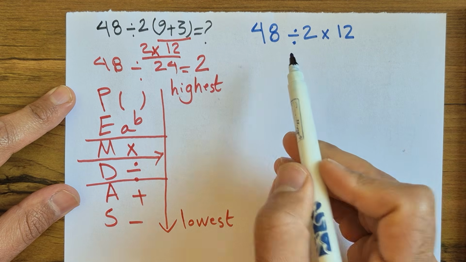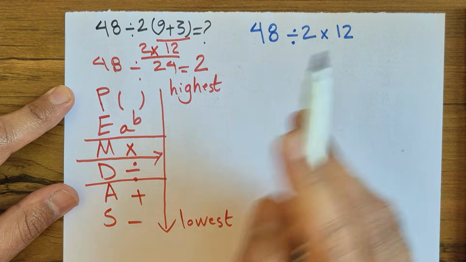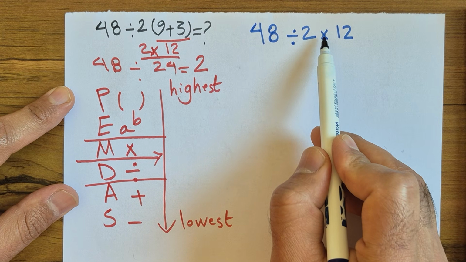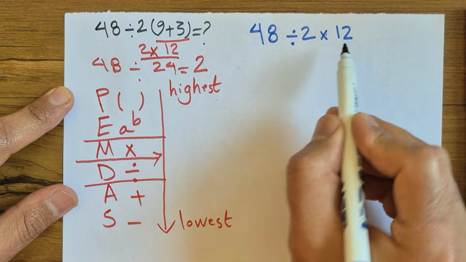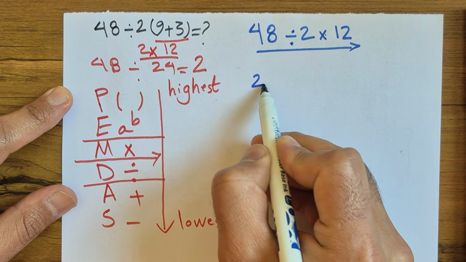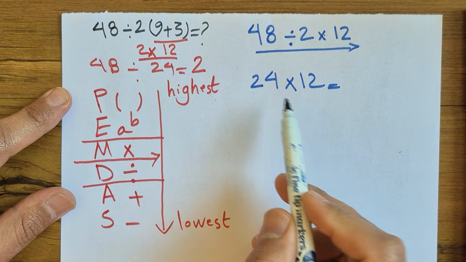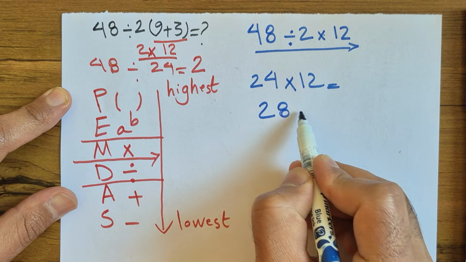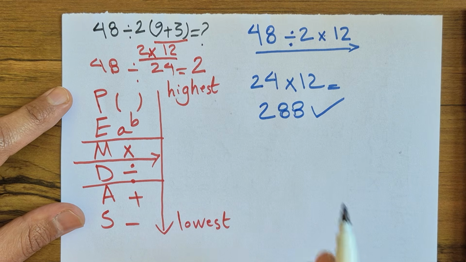Now we have this classic multiplication and division, but some students again fall for this trap, hook, line, and sinker, and they say, okay, maybe 2 times 12 is 24, and then do this at first, but this would be wrong. So we should go from left to right. 48 divided by 2 is 24, times 12. And now, 24 times 12 is 288. And that's the final answer according to PEMDAS, and that's the only correct answer.